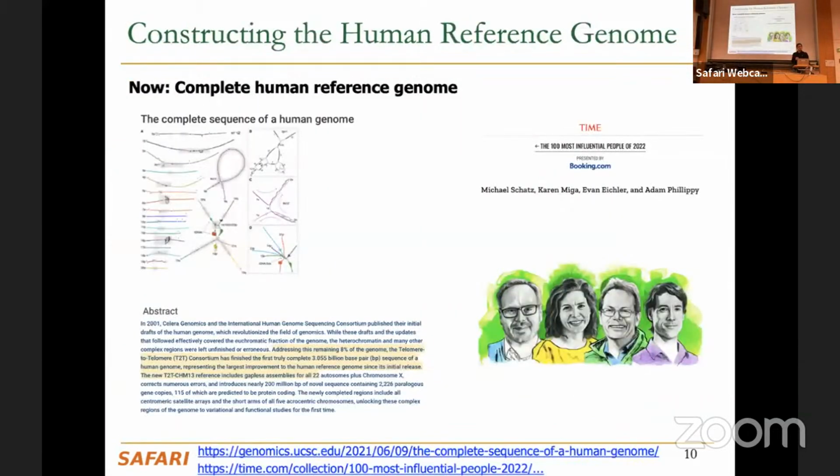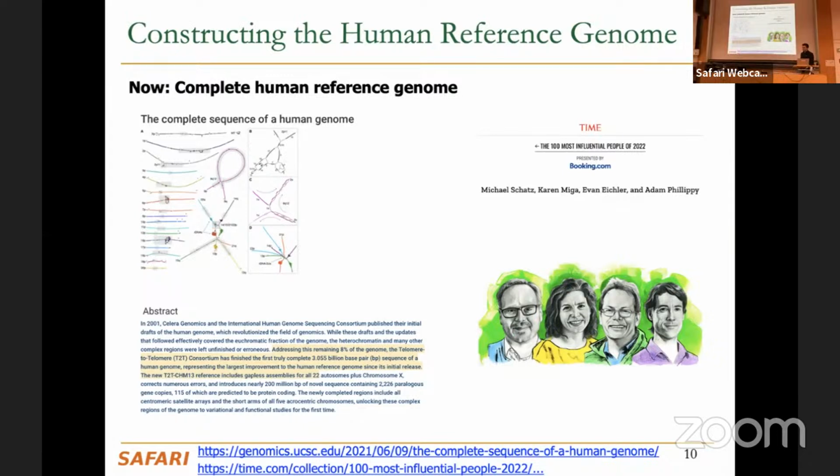But this first human reference genome was not fully complete, although it took 13 years and billions of dollars to generate it. As the sequencing technologies, the machines that we use to generate genomic data, improved, as well as the algorithms, we could complete the gaps that were previously in the initial version of the human reference genome.